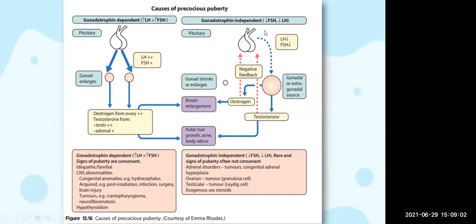That means no matter what is happening, this is precocious puberty, right? Meaning your estrogen and your testosterone is too high. Okay, so if you just think of it in terms of the English language, so gonadotropin independent. That means regardless of the gonadotropin, yes.